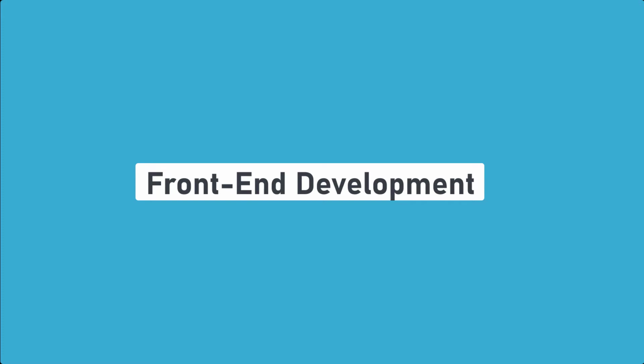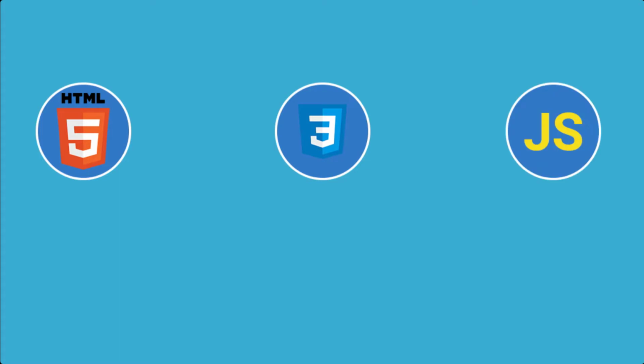What is front-end development? Front-end development is the practice of converting data to a graphical interface so that the user can view and interact with that data. To become a front-end developer, you need to start with HTML, CSS, and JavaScript. These are the fundamental languages to learn as a front-end developer. So what are the purposes of these languages?